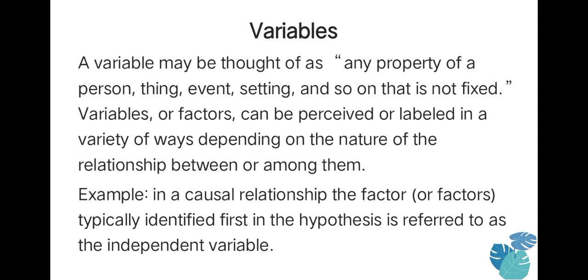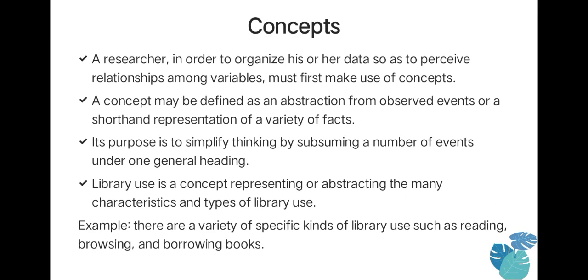Variables or factors can be perceived or labeled in a variety of ways depending on the nature of the relationship between or among them. For example, in a causal relationship, the factor or factors typically identified first in the hypothesis is referred to as an independent variable.